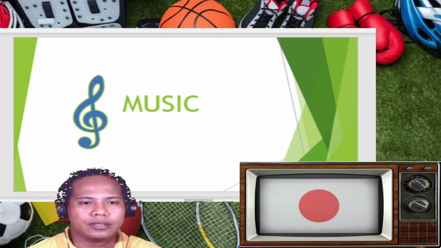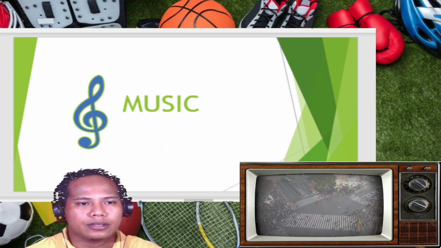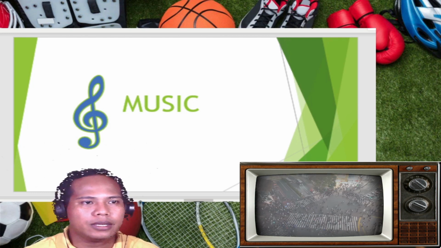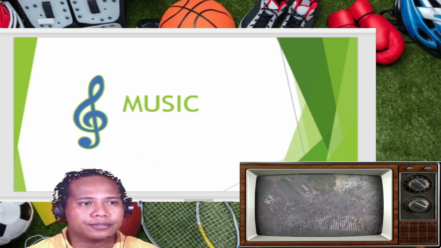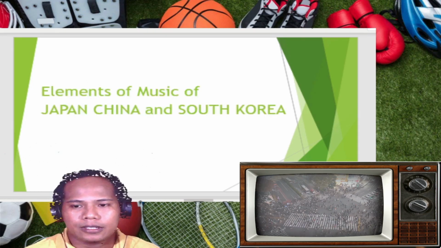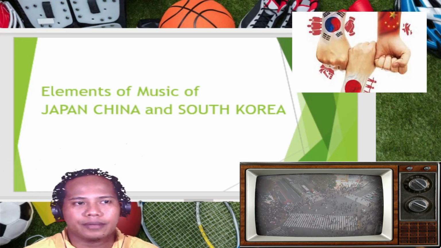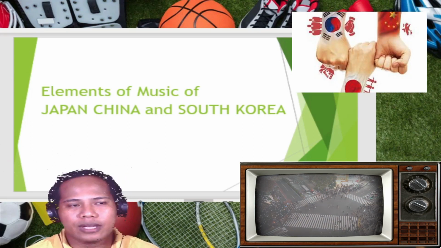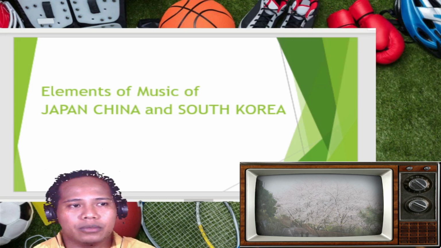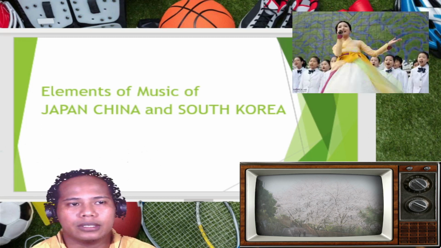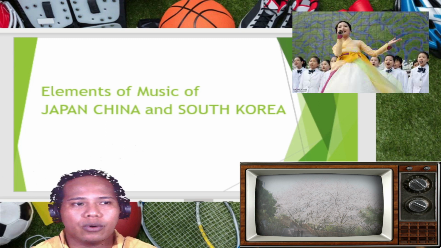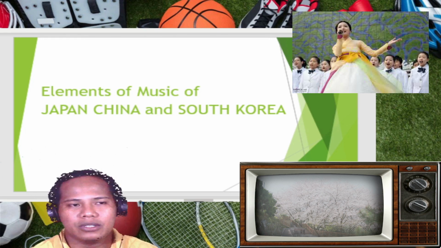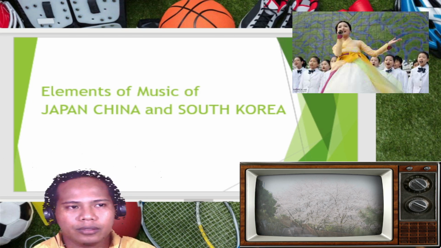So in music, we have the musical elements of Japan, China, and South Korea. These countries' musical elements used in East Asia, we have vocal timbre and rhythm. Rhythm is either duple, triple, or quadruple.